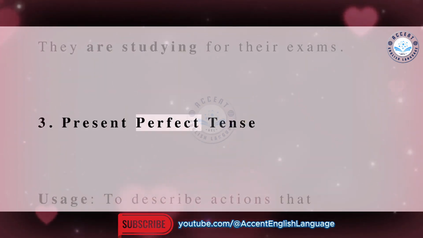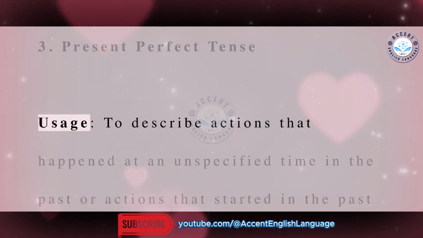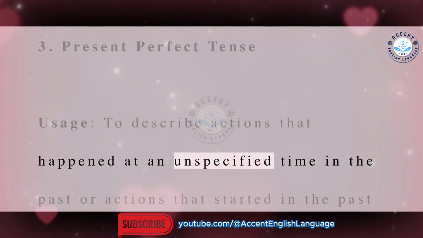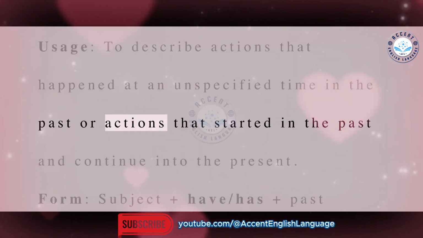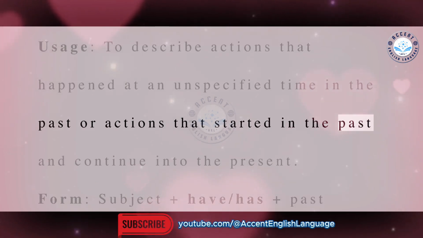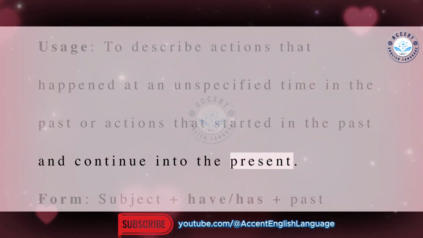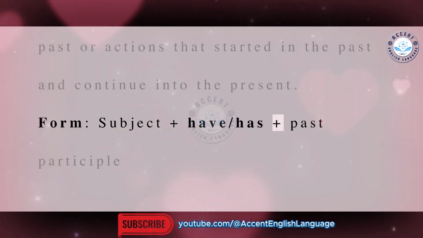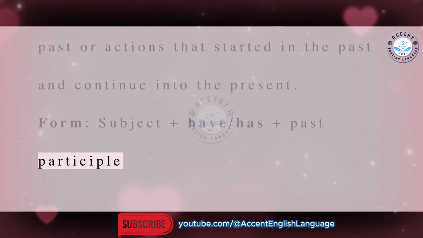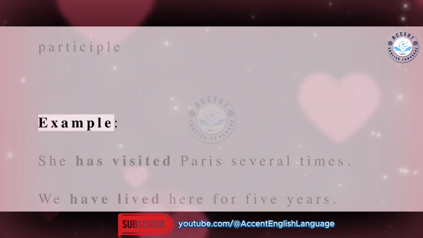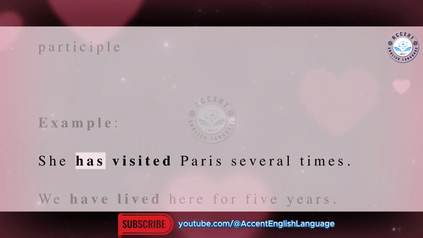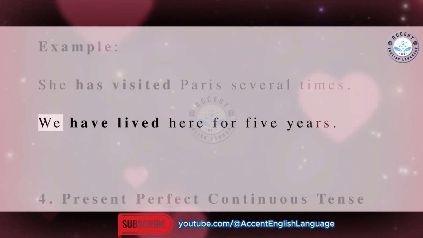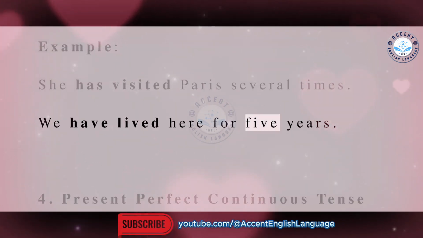3. Present perfect tense. Usage: to describe actions that happened at an unspecified time in the past or actions that started in the past and continue into the present. Form: subject plus have, has plus past participle. Example: She has visited Paris several times. We have lived here for 5 years.